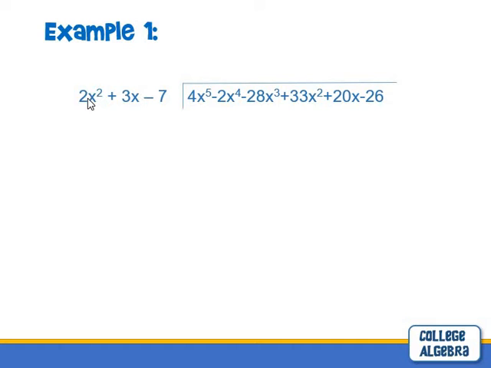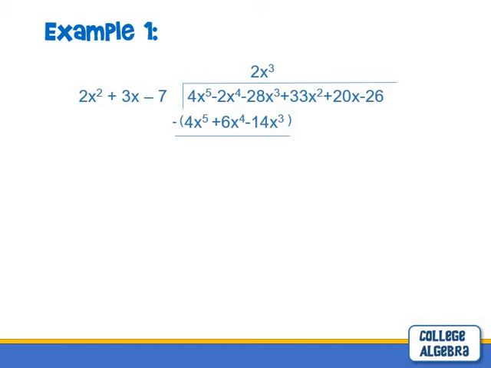And then once they're in the right situation here, you take the leading term into the leading term. So I'm going to take 2x squared and divide that into 4x to the fifth, or 4x to the fifth divided by 2x squared is 2x to the third. And then we put that in the quotient, and then we do 2x to the third times the entire divisor, 2x squared plus 3x minus 7. If you multiply that out, you get 4x to the fifth plus 6x to the fourth minus 14x to the third.